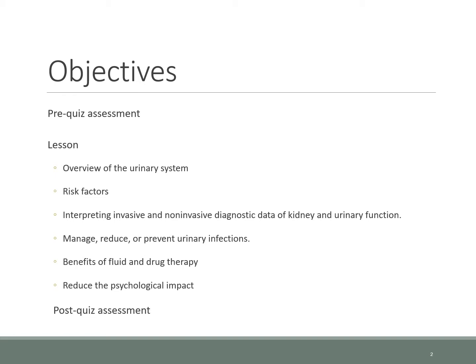After the pre-quiz assessment, we're going to begin by reviewing the urinary system, some of the risk factors, how to look at the data, how to prevent and manage some of the urinary infections that can occur, and we're going to discuss the benefits of fluid and drug therapy, and last but not least, how to reduce the psychological impact. There is going to be a post-quiz, so I hope you pay attention.